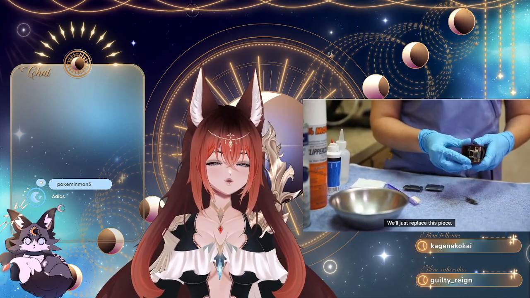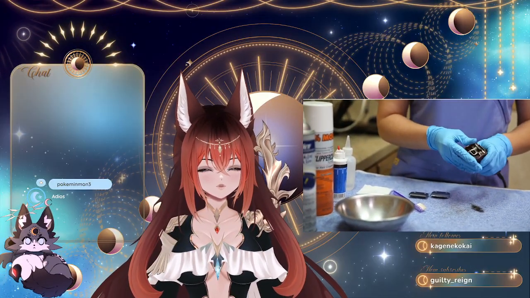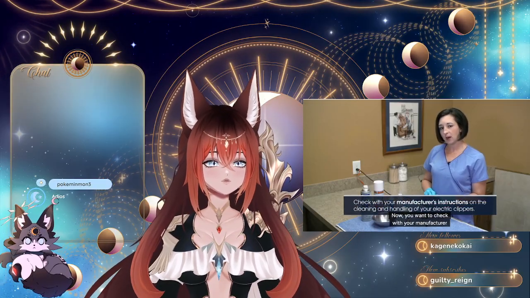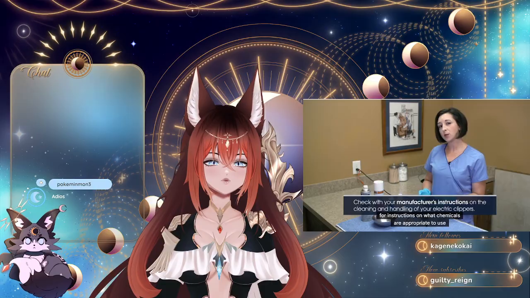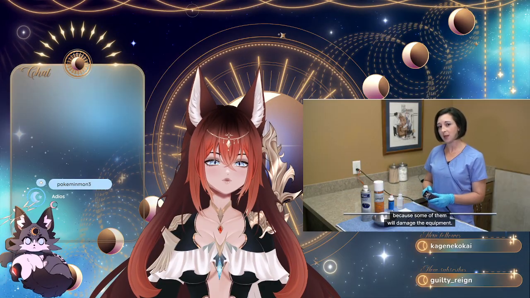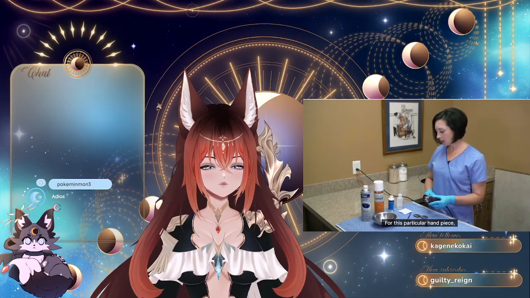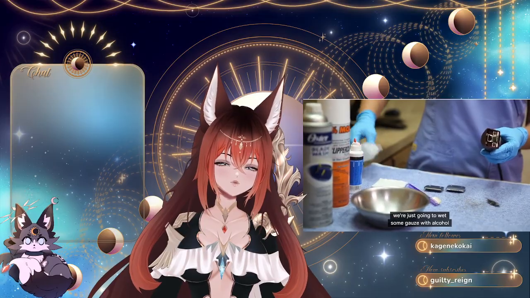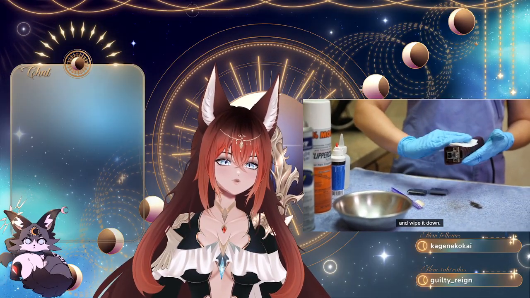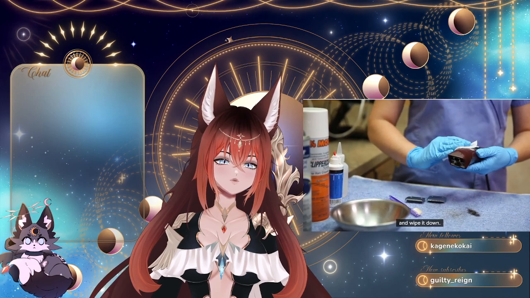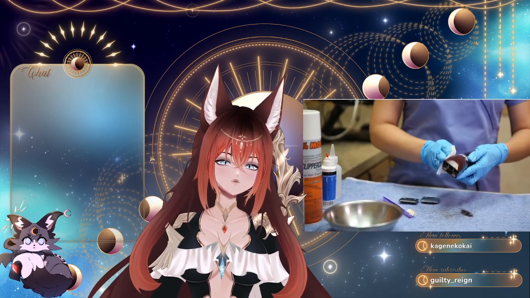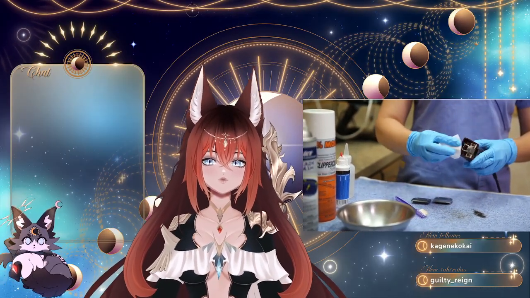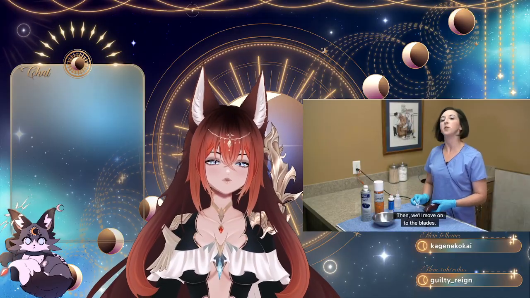We'll just replace this piece. And then you'll want to actually clean the hand piece as well. Now you want to check with your manufacturer for instructions on what chemicals are appropriate to use because some of them will damage the equipment. For this particular hand piece, we're just going to wet some gauze with alcohol and wipe it down. And then we'll move on to the blades.